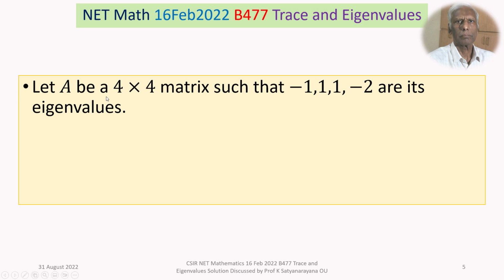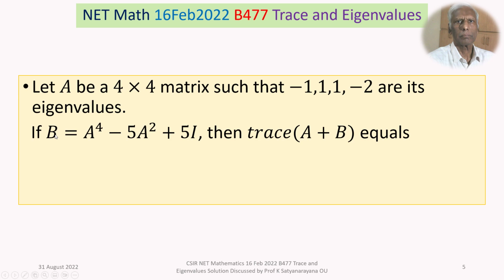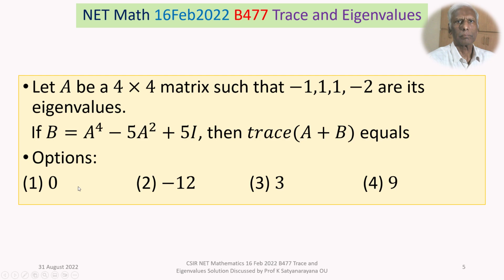The problem is, let A be a 4 by 4 matrix such that minus 1, 1, 1, minus 2 are its eigenvalues. If B is equal to A power 4 minus 5A square plus 5I, then trace of A plus B equals, we are given 4 options: option 1, 0; option 2, minus 12; option 3, 3; option 4, 9. We now discuss the solution of the problem in detail.